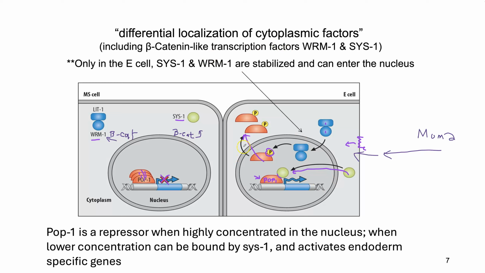So this is a kind of a weird system because there's two different things happening. One is to release some of the POP1 out of the nucleus in order to allow the smaller concentration you have to bind with cis1 and then form this complex that activates transcription. And the other, having these two different beta-catenins that do somewhat different things, is also an interesting feature.